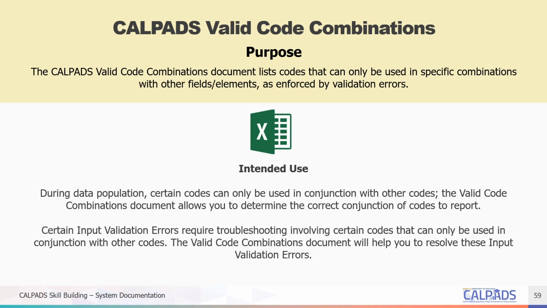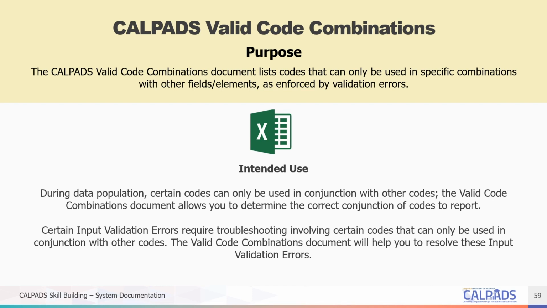The valid code combinations list codes that can only be used in specific combination with other fields or elements, as enforced by validation errors. In more complex terms, the valid code combinations document catalogs codes used for conditional validations and cross-field validations. For example, some exit reason codes are only valid for specific grade levels.